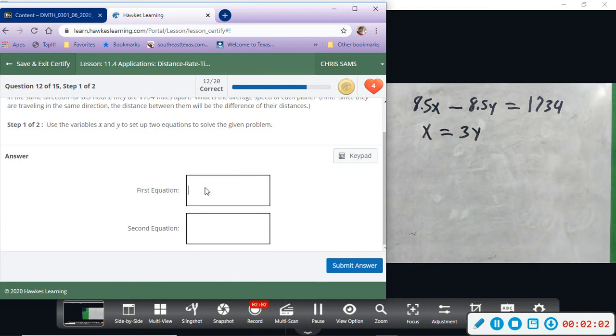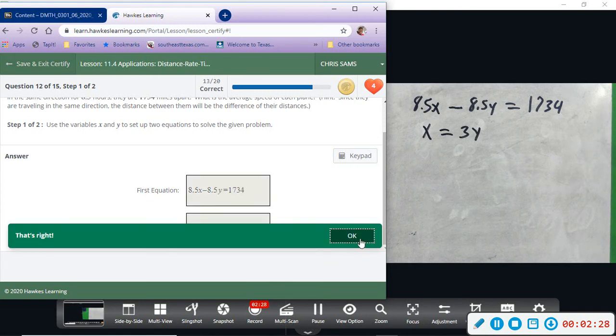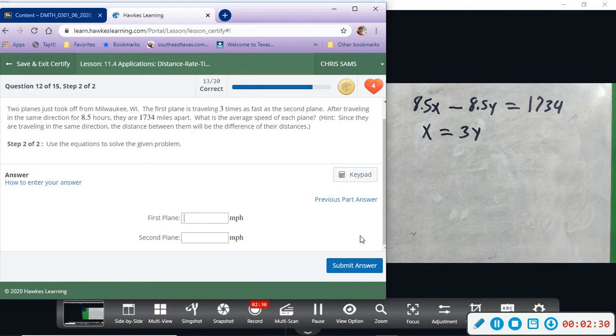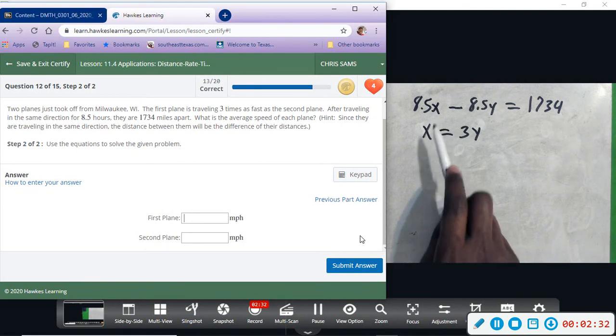So the first equation is going to be 8.5x minus 8.5y, and that equals 1,734. And then the next equation is x equals 3y. Alright, so now we're going to solve it with substitution. So I'm going to substitute for x right here.